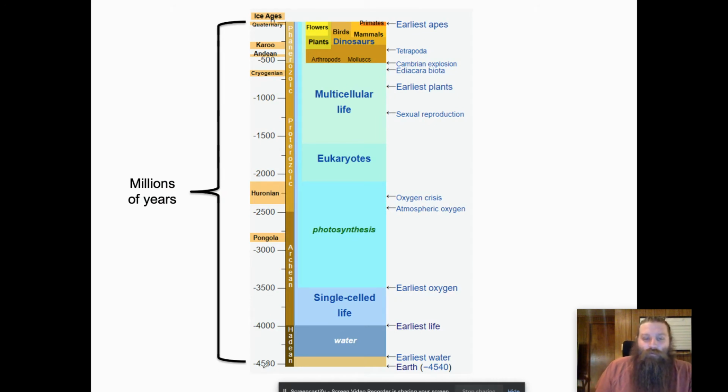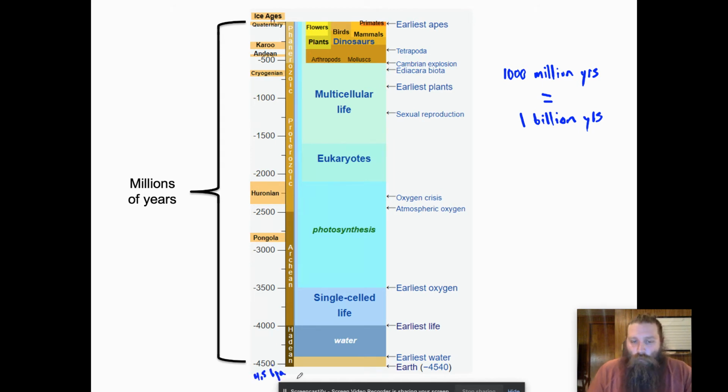All right. So here's 4.5 billion years ago. And just so you're aware, 1,000 million years is the same thing as a billion years. So when you see down here 4,500 million years, well, that's 4.5 billion years ago. Okay, so 4.5 billion years ago, we have Earth, all right? We have a lot of water on the surface. We get single-celled life that we see fossils of right there, about 3.84 billion years ago, something like that.